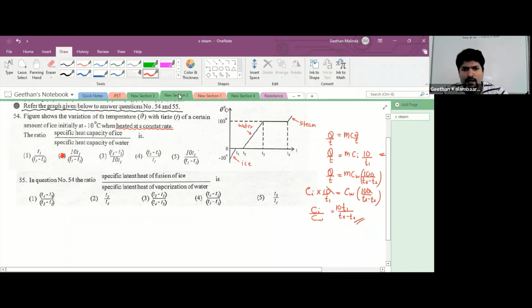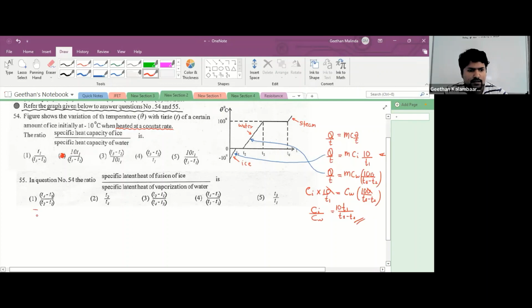Now we applied the equation. I'm going to show it to you. This equation was applied to ice, means applied to this part. This equation was applied to water, means applied to this part. And now we're going to apply to this and to this parts. Right? That's what we're going to do.